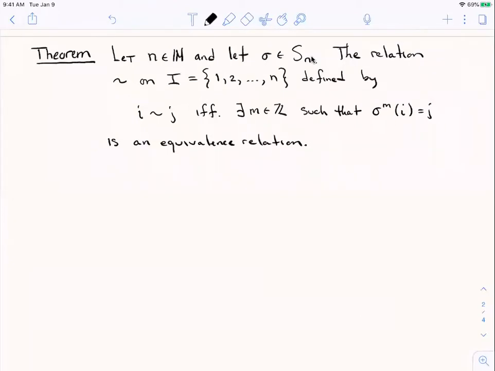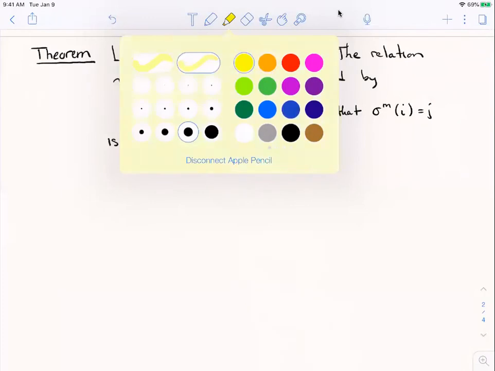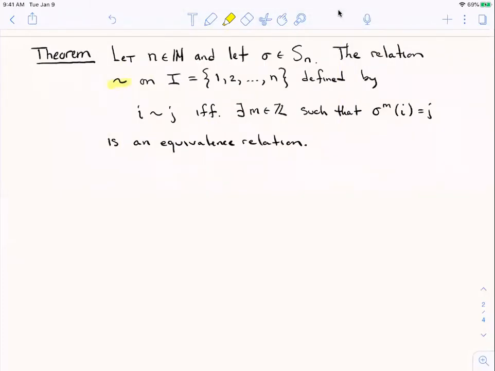Okay, so what is our theorem? Our theorem says that if you take a natural number n and you take a permutation sigma in Sn, then I'm going to define a certain relation. I'm going to define a relation tilde on the set of indices. So the set that I'm defining the relation on is the set of things that I'm permuting.